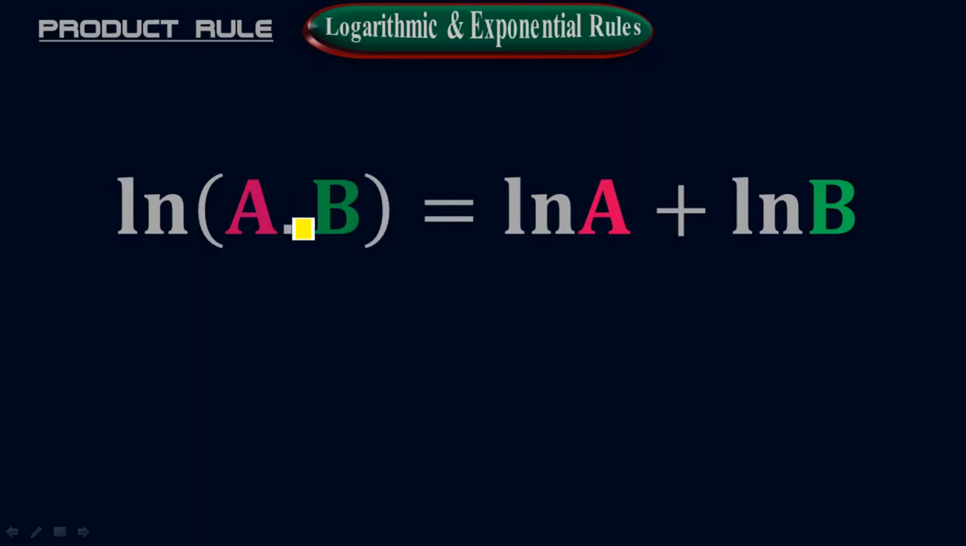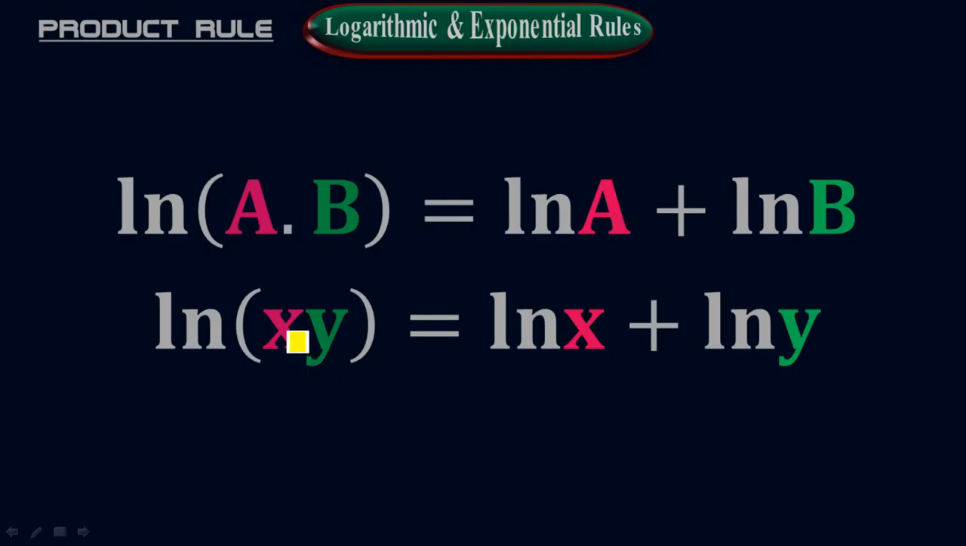If we have the product of two functions, function a times function b, and when you take its natural log, it equals natural log a plus natural log b. Remember, you can take log instead of natural log, it is up to you. So whether you take log or natural log, if you have the product of two functions, it equals log a plus log b. This is the logarithmic product rule.